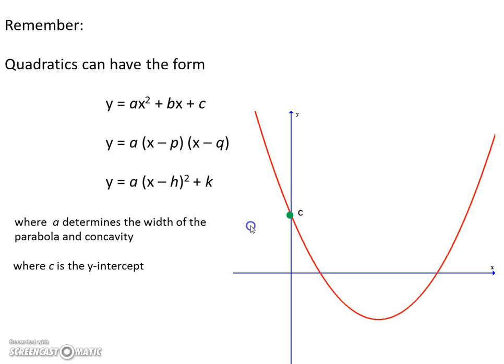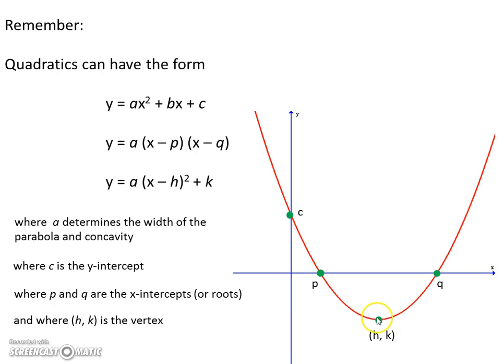c tells you the y-intercept. p and q tell you the x-intercepts, or the roots, also called the zeros. And (h, k) is the vertex. And by the way, h is also halfway between p and q, but more importantly, negative b on 2a. Okay, so you've got to remember all of this.